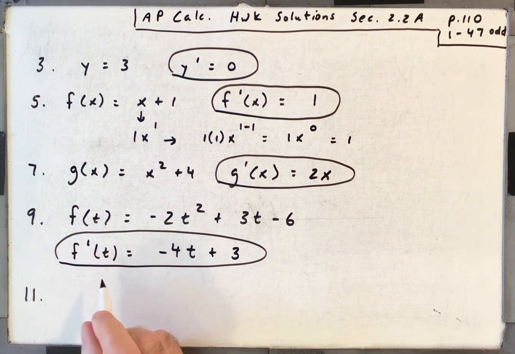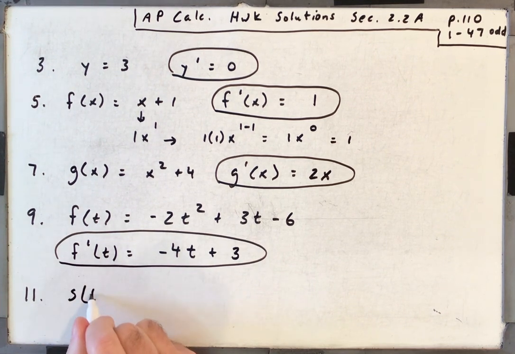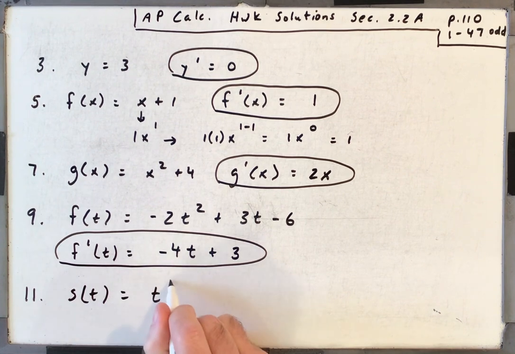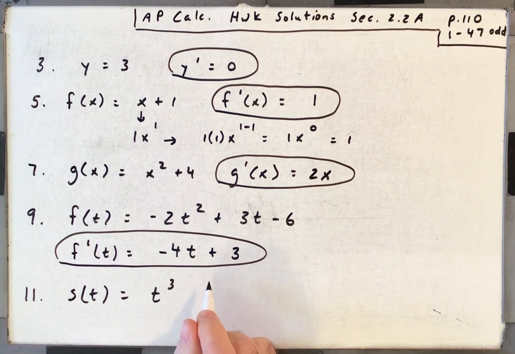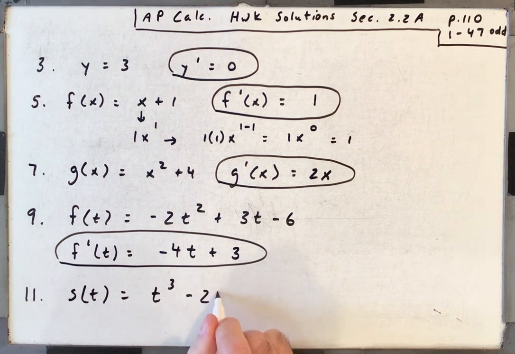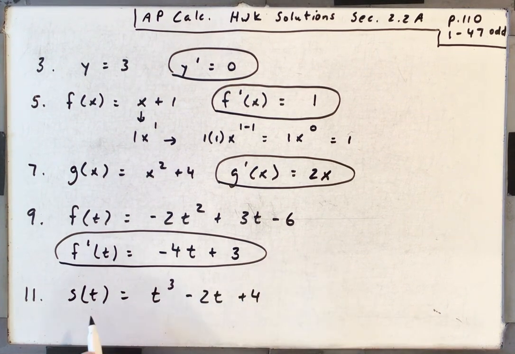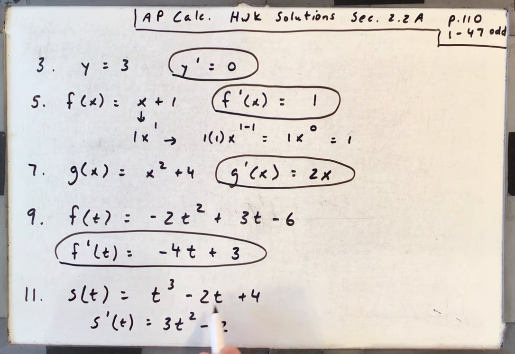Number 11, s of t equals t cubed minus 2t plus 4. So s prime of t, the derivative of t cubed would be 3t squared, right? 3 times t, and then 3 minus 1 is 2, 3t squared, minus 2. Derivative of 2t is just 2. And then derivative of 4 is 0.